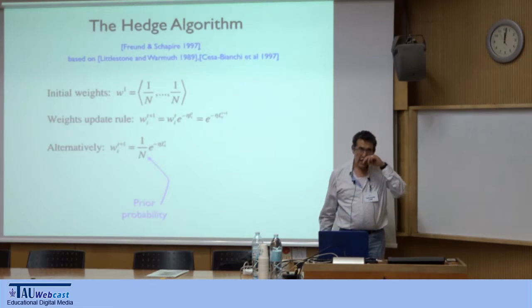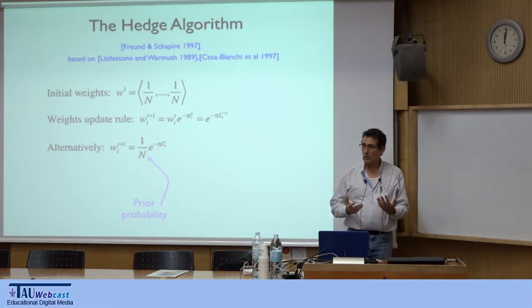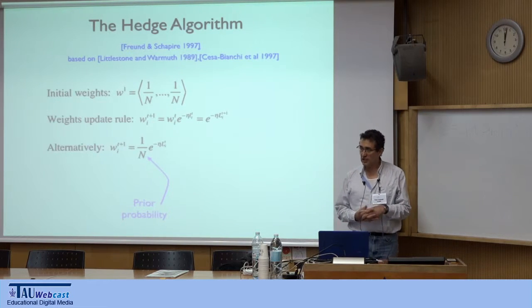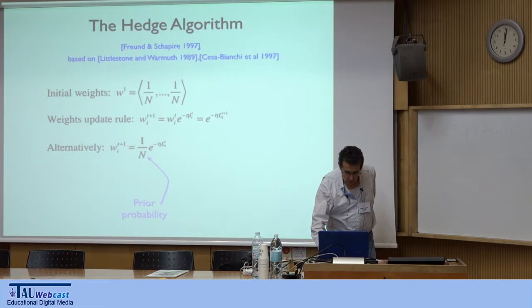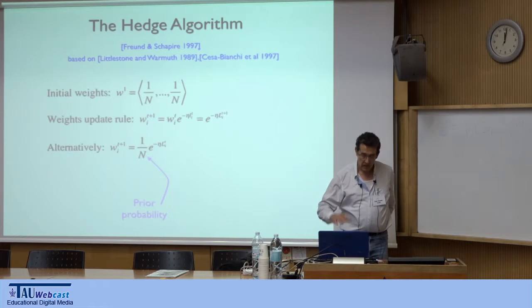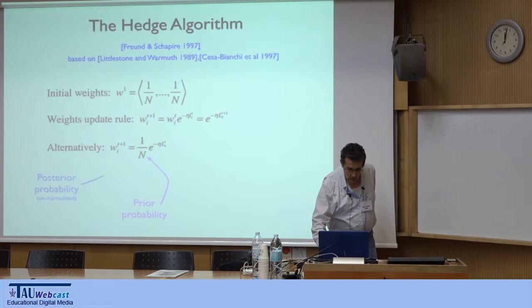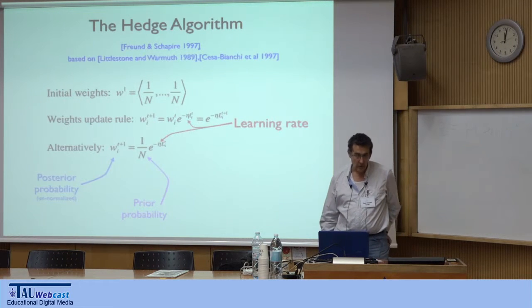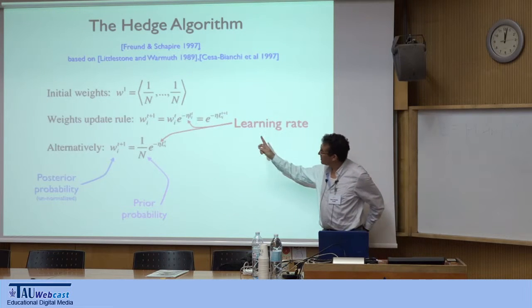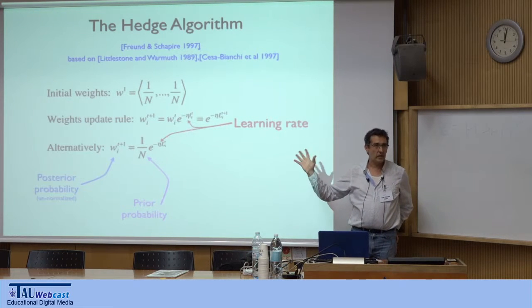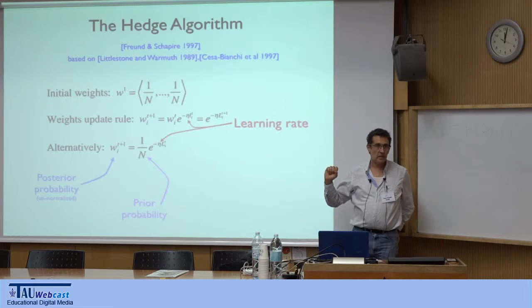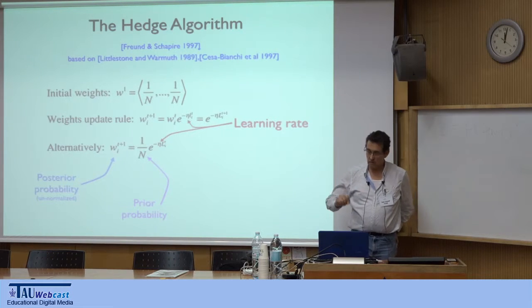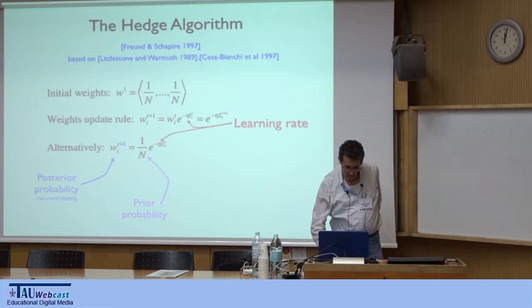So this has a lot of similarity to Bayesian posterior averaging. So this is the prior probability, the 1 over n, and you can vary that. This is the posterior probability. And this is the learning rate. Now, the learning rate is the one thing that doesn't really make it quite fit with Bayes. In Bayes, there's no learning rate. But otherwise, it seems very similar.